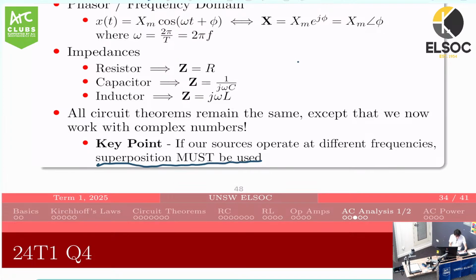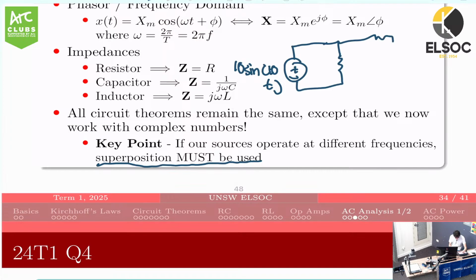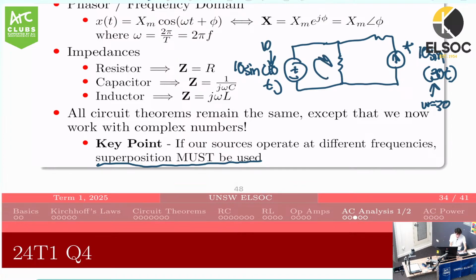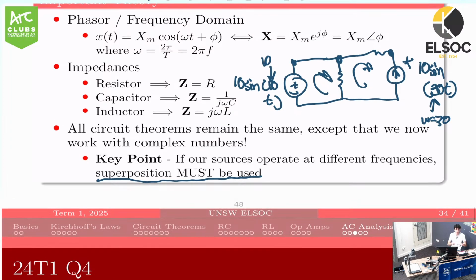If I could give an example, say I have a voltage source here, operating at 10 sin(10t). And then this is maybe some sort of resistor, and then another resistor or something like that, and then there's a current source here, operating at 10 sin(30t). We can see that omega here is 30, and omega here is 10. And so we can't use something like mesh analysis or nodal analysis, because we can't do normal operations with the phases.